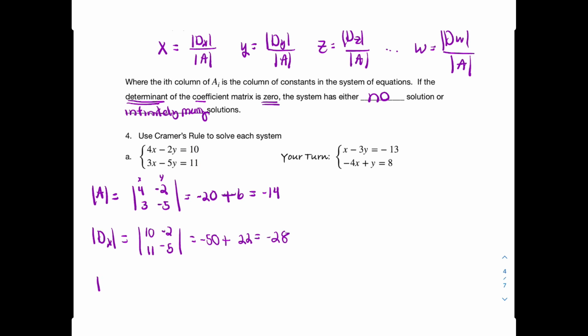So to find our determinant y, you probably guessed you're going to do the same thing as we did before. We're going to go back to that coefficient matrix, and we're going to replace our y column with our answers. So the x column goes back to 3 and 4. Now the y column is 10 and 11. And then we're going to find that determinant by diagonals down minus diagonals up.